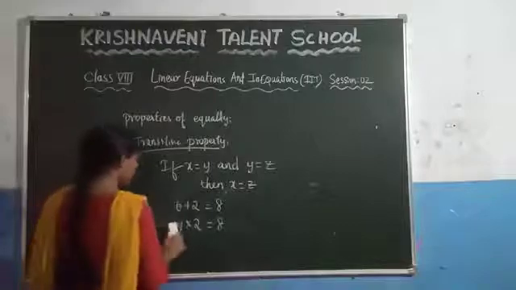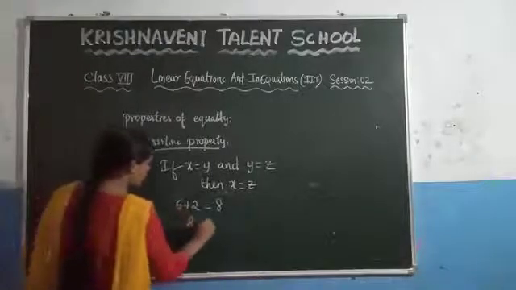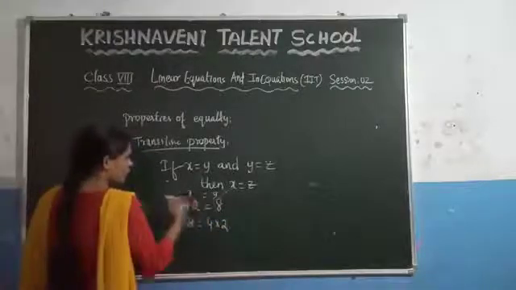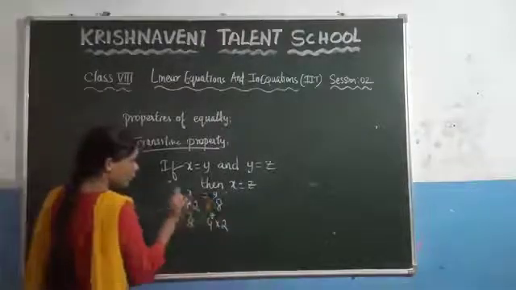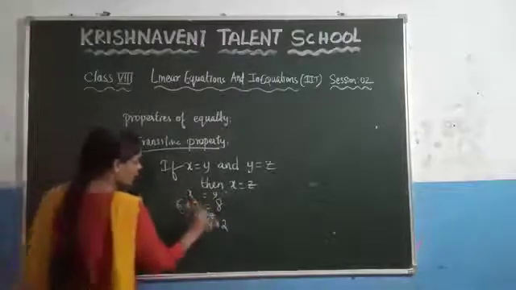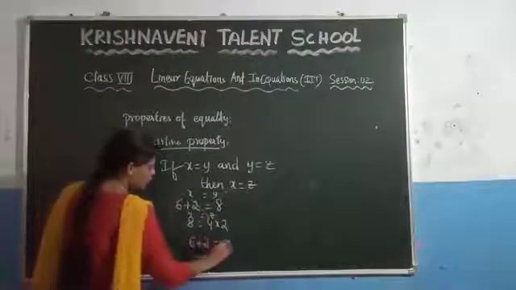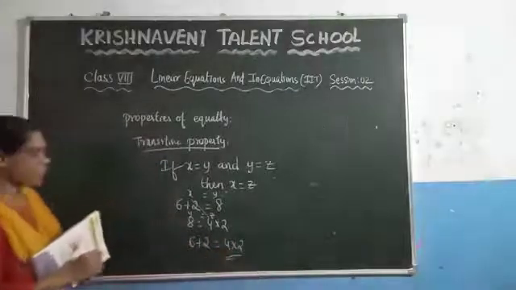you can observe that this one you can write as 8 is equal to 4 into 2. You know that x is equal to y. And here, let us consider this value as z, and y is equal to z. So we can equate x is equal to z. From this we get 6 plus 2 is equal to 4 into 2. This property we call the transitive property.